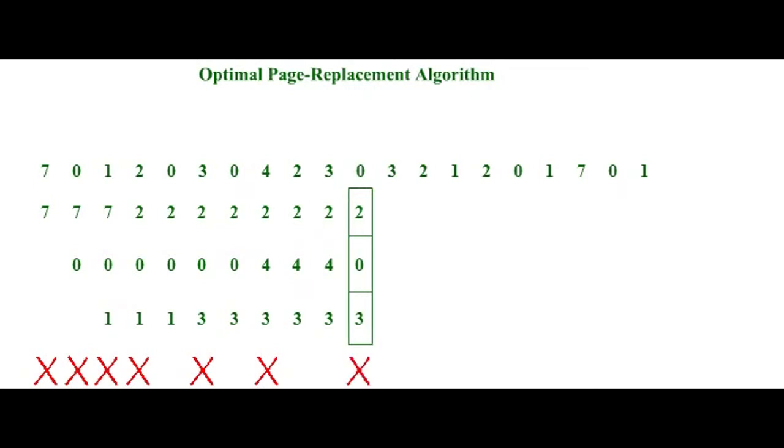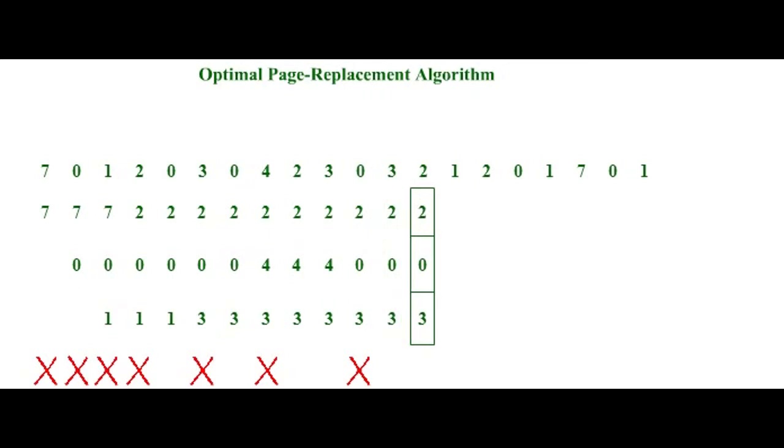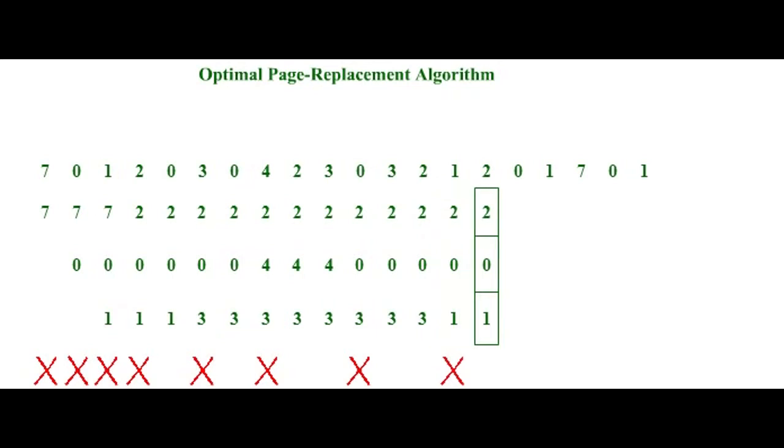Now 3 is already present in the memory, so no page fault. Next 2 is also present in the memory, so again no page fault. Now in case of 1, we see that 0 and 2 are going to be referred in the near future and 3 is not going to be referred for the longest period of time. So we replace 3.